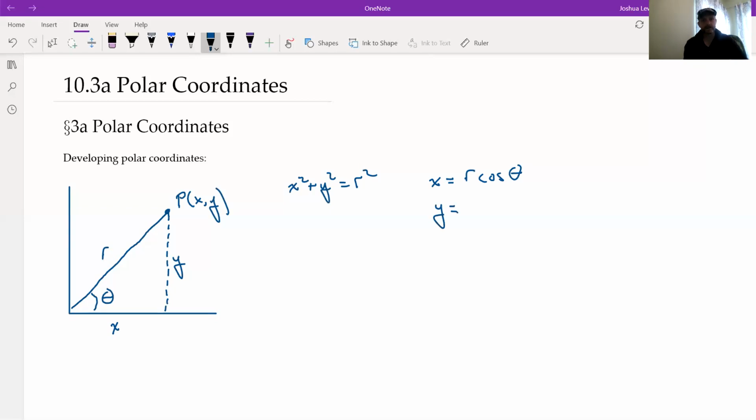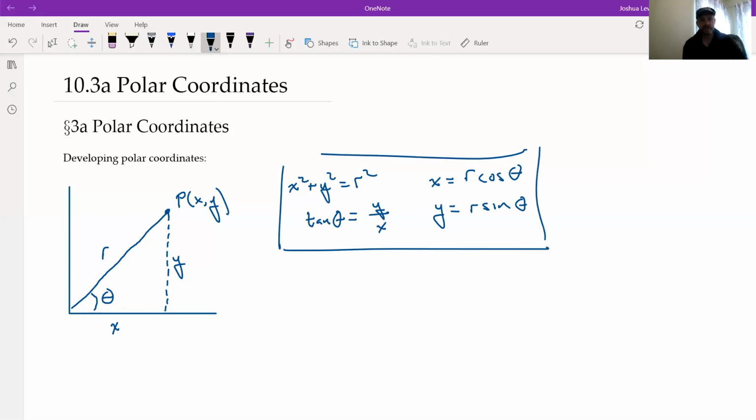y, well, opposite over hypotenuse. So y is r sine theta. And then the other thing to notice is that tangent theta, well, tangent is opposite over adjacent, right? So tangent is just y over x. And so we have a way now of translating between the two coordinate systems, okay? So let's see how that works.